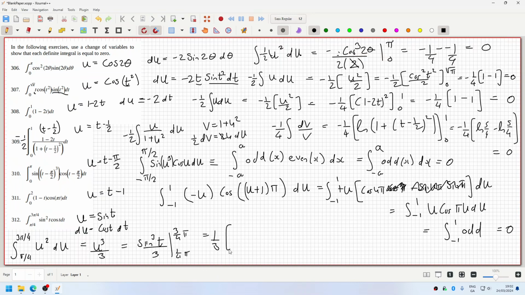And then sine of 3 pi over 4 cubed is root 2 over 4. And then sine of 1/4 pi cubed is thankfully the same thing. And that's 0. Okay, that's up to 3, 1, 2 done.